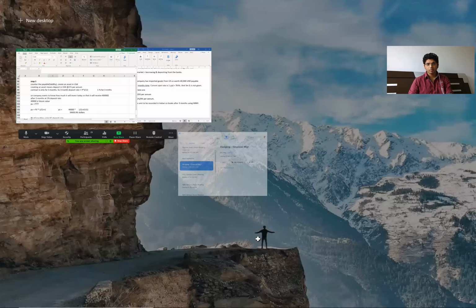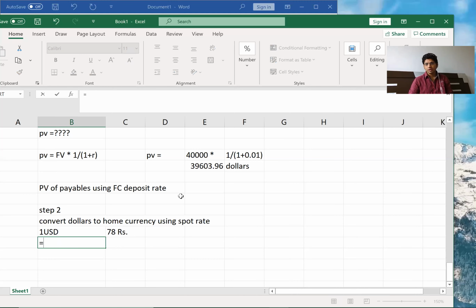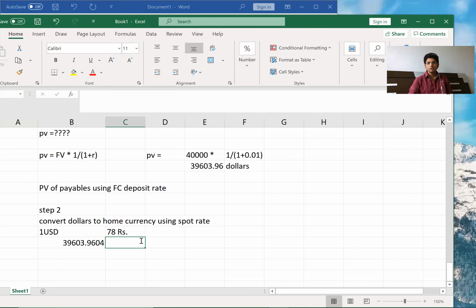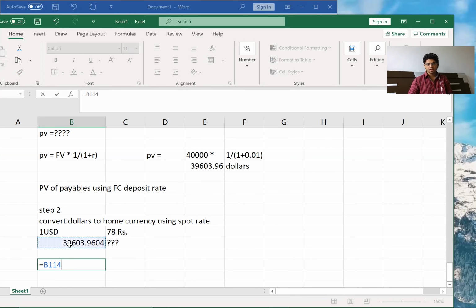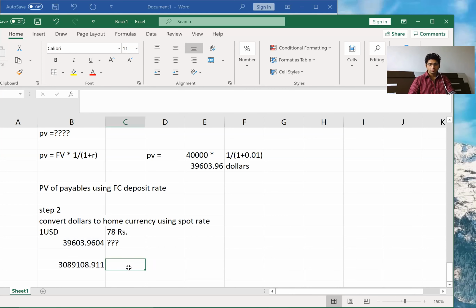₹78. Correct. 1 USD was 78 rupees. Okay, so now how many dollars do we have? Now don't take 40,000. Now how many dollars do we have? These many dollars are equal to how many rupees? So that will be this into 78. That will give me the amount in rupees.